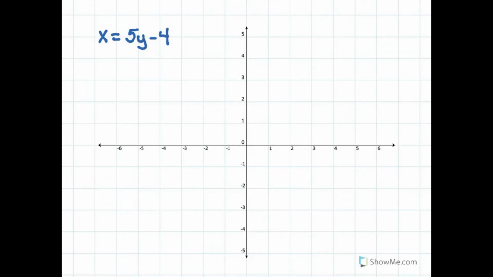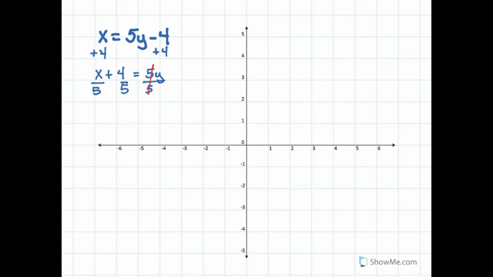The next linear equation we're going to graph is x equals 5y minus 4. It almost looks like it's in slope-intercept form, but it's not because it's solved for x and not y. Well, let's get y alone. We'll add 4 to each side. So now we have x plus 4 equals 5y. And then to get y alone, we'll divide by 5.